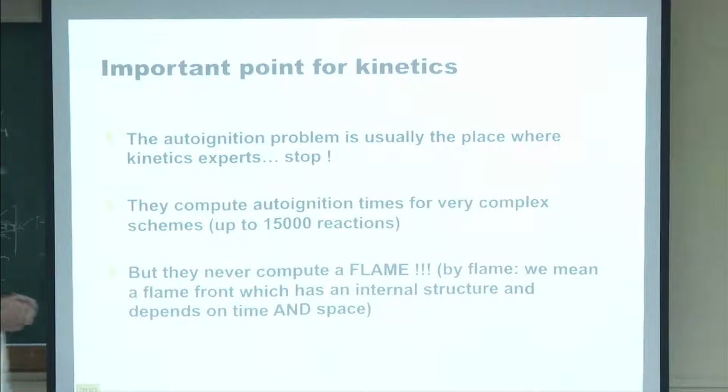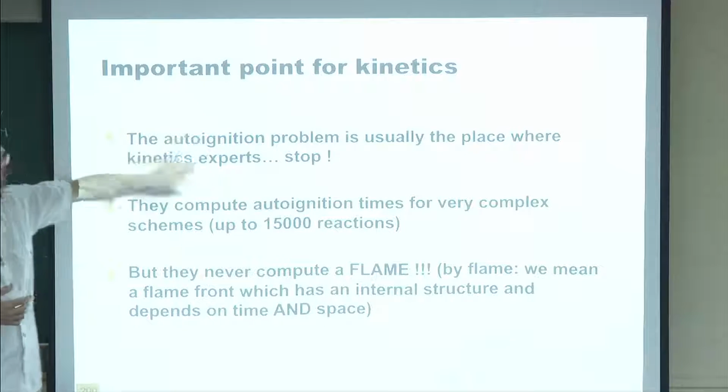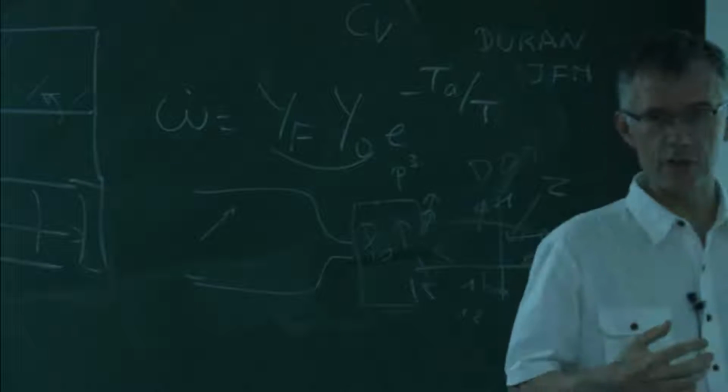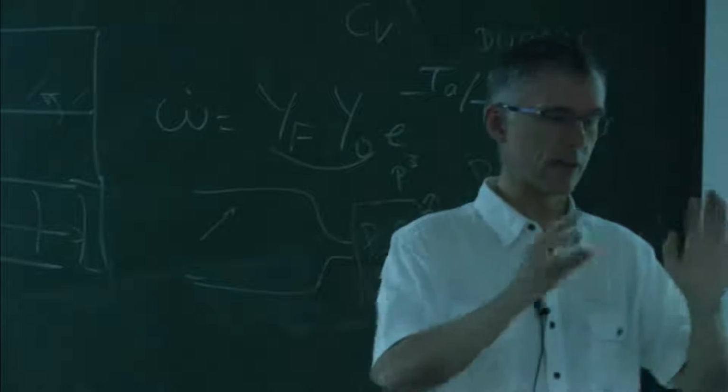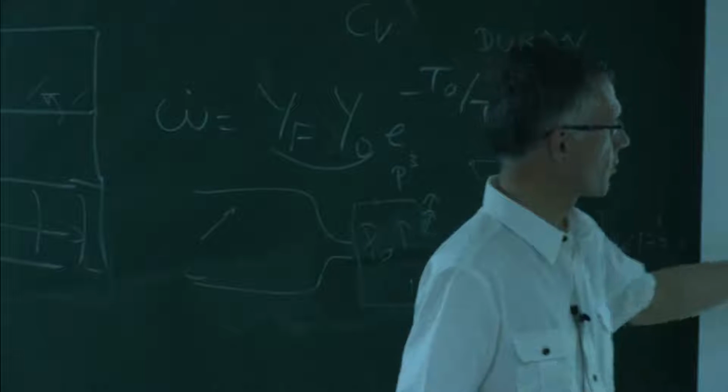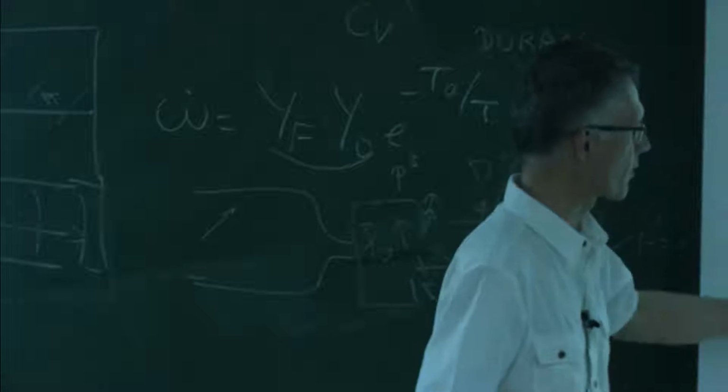I want to mention here a basic problem that we already have: this is usually the place where the people developing the kinetics stop. They do auto-ignition problem computations, and then they stop. They say, okay, the kinetic scheme is there. That's not enough, because of course they do it for very complex reactions, but this is not a flame.